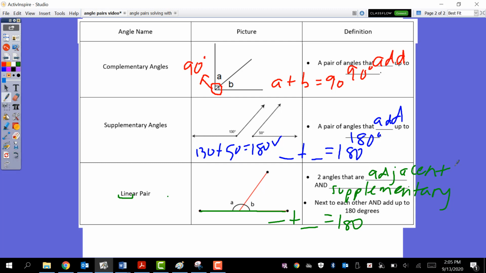So for today, all you have to do is be able to identify which is which. So you may go ahead and start your practice.